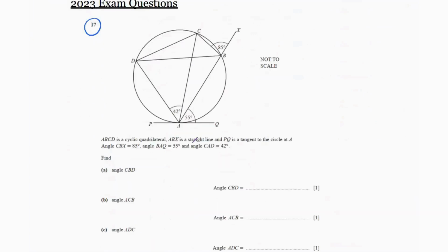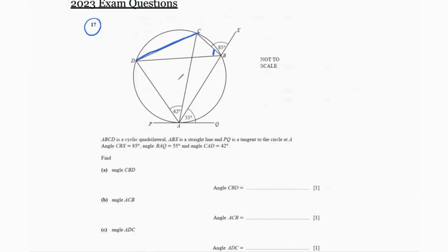Then in this one, ABCD is a cyclic quadrilateral, which is already given in the question. ABX is a straight line. PQ is the tangent of the circle at A. CBX is given as 85. BAQ is given as 55. Angle CAD is given as 42. You have to find angle CBD first. This is the angle.